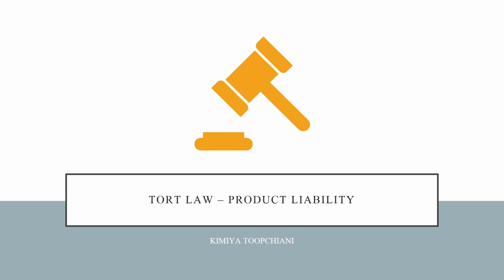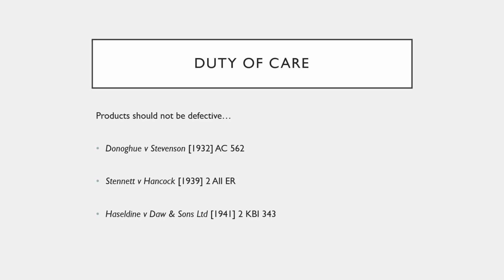Okay, so this lecture is looking at product liability. It's relatively a short lecture. So in product liability, we're basically looking at where the product which has been purchased or being used is defective, which obviously you don't expect. They shouldn't be defective if you're getting this good or service. So there's obviously a duty of care here from the manufacturers or producers or suppliers.